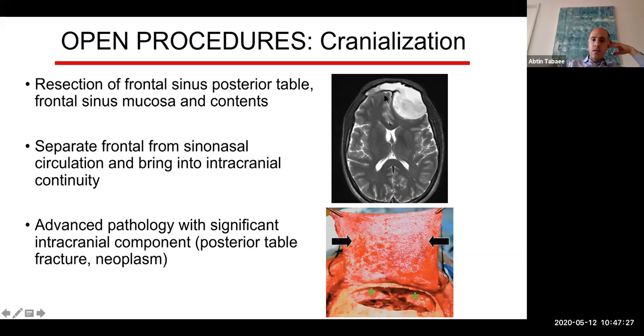So in these cases, you take off the posterior table from a craniotomy approach, you clear off all the mucosa, all the dura, you again polish all the invaginations of the frontal sinus cavity, and then you reconstruct the dura, and then you let everything fall forward.